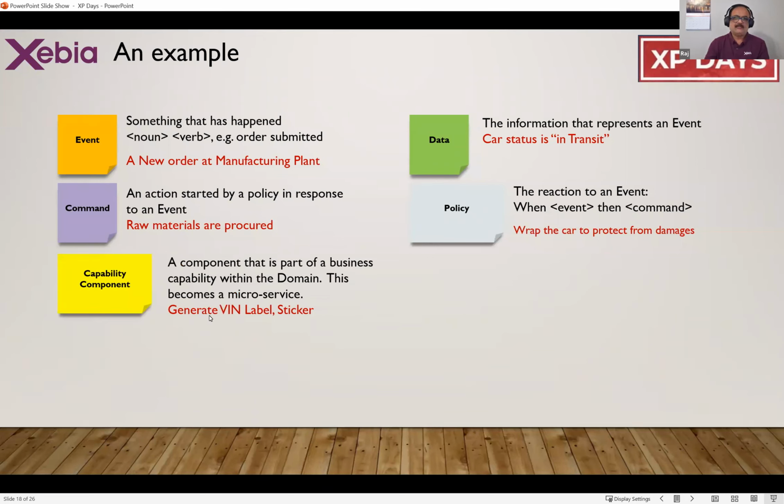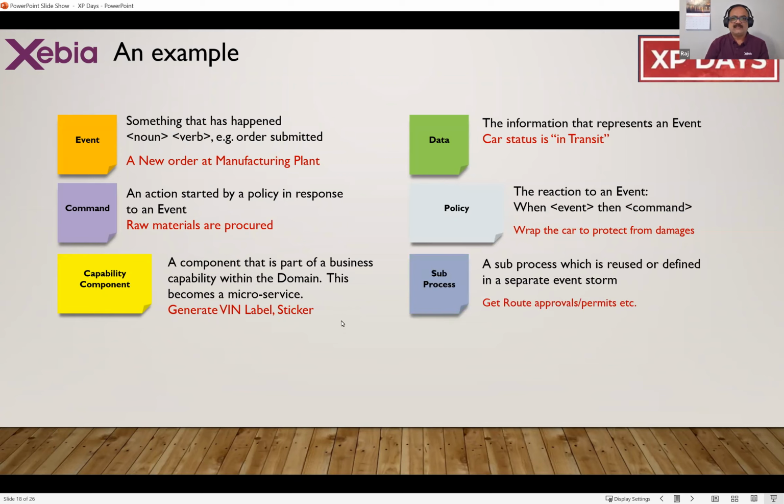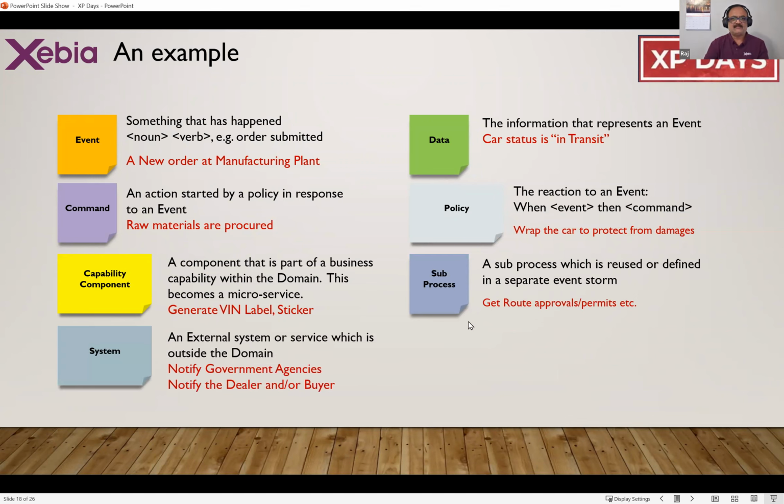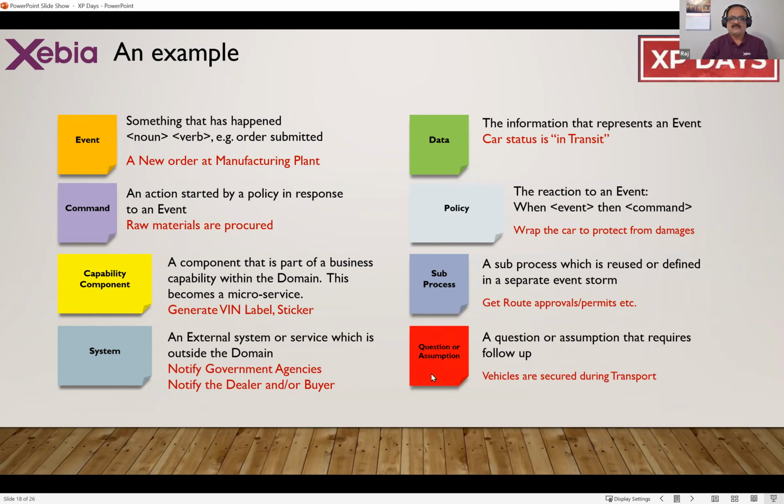Capability component. For example, a lot of things which are common. Generating the vehicle identification number, this is a microservice, generating the window sticker, whatever. Sub-process, again, does something which is simple, which is reused in multiple places like this. Then this is very interesting. Systems are external systems. For example, you have to notify a government agency for registration. You have to notify the dealer or buyer telling that your vehicle is loaded, something like that. And finally, any assumptions, any questions that you have.